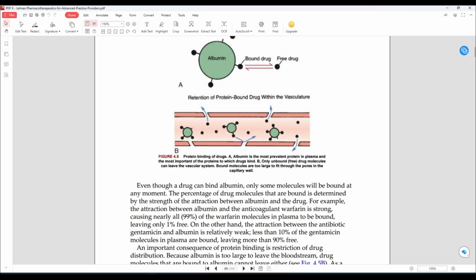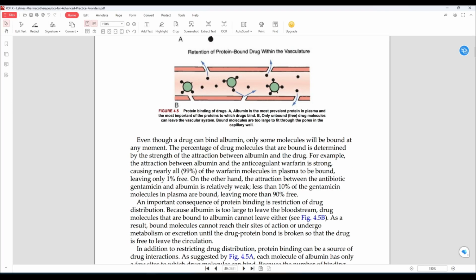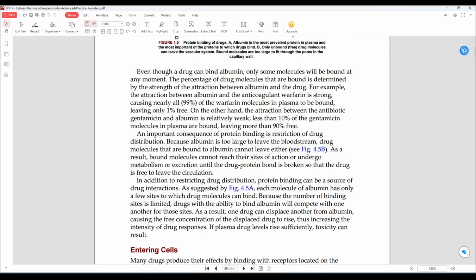The percentage of drug molecules that are bound is determined by the strength of the attraction between albumin and the drug. For example, the attraction between albumin and the anticoagulant warfarin is strong, causing nearly 99% of all warfarin molecules in plasma to be bound, leaving only 1% free. On the other hand, the attraction between the antibiotic gentamicin and albumin is relatively weak. Less than 10% of gentamicin molecules in plasma are bound, leaving more than 90% free.